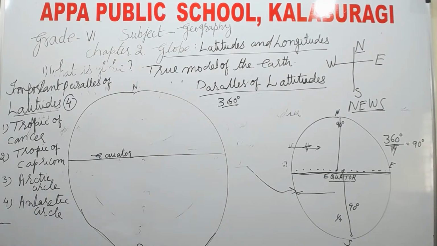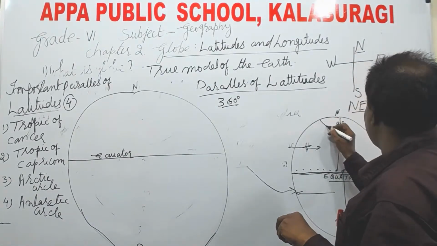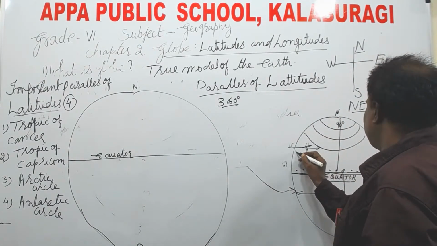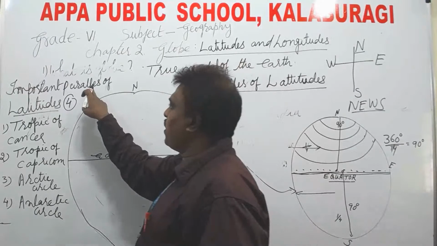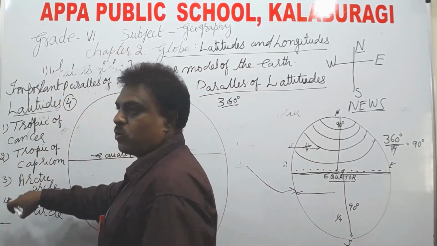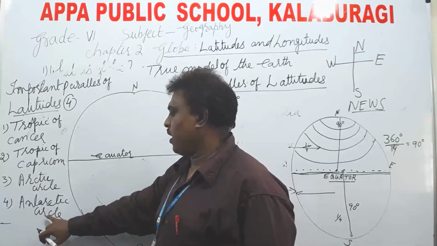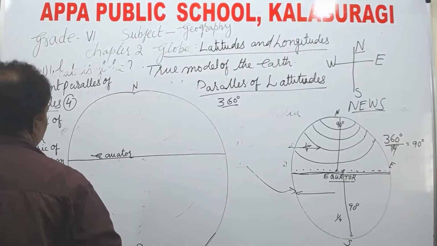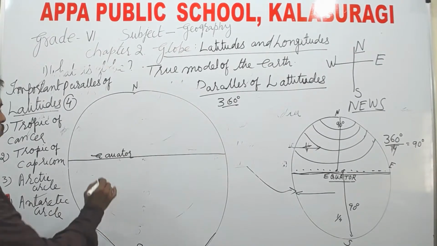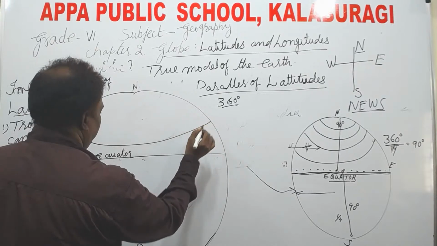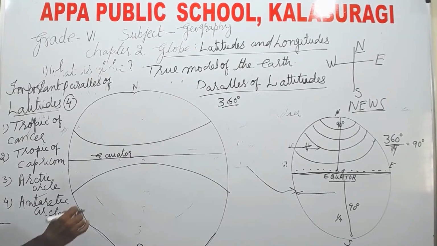So, in these important latitudes, just now we learned how it is segregated like this, with a difference of 20 degrees each from the equator to the north. We learned about the parallels. Among these important parallels, there are 4: Tropic of Cancer, Tropic of Capricorn, Arctic, and Antarctic. In this, again we go from this one, we learn about the equal divisions. First comes the Tropic of Cancer.